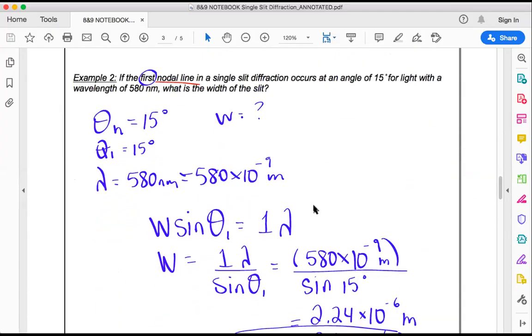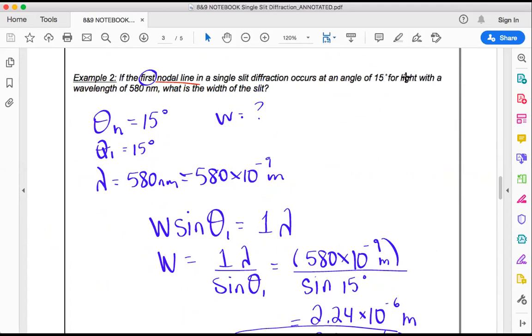So the first piece of given is that it says the first nodal line. So we know n equals 1. The fact that it's a nodal line indicates destructive interference, so we know it's an n and not an m. And first means that number is 1. So n equals 1. And it's a single slit diffraction, so we can assume those 3 conditions apply.